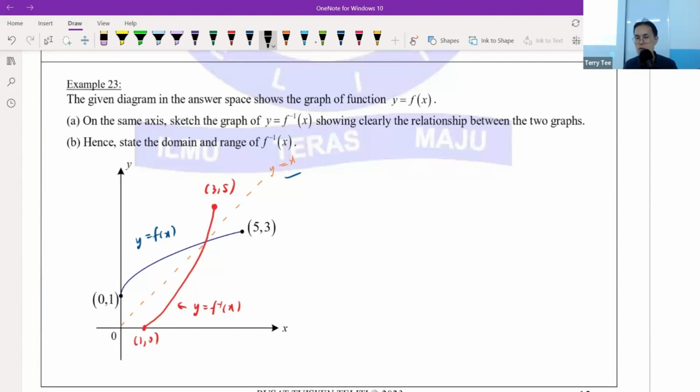Now, you're also supposed to state the domain and range for your f inverse. Remember, your f inverse is your red one. Domain is your possible x value. My x value starts from 1 to 3, so we say domain is 1 to 3. Range is your y value. Your y value goes from 0 to 5, so we say f inverse x is between 0 and 5.